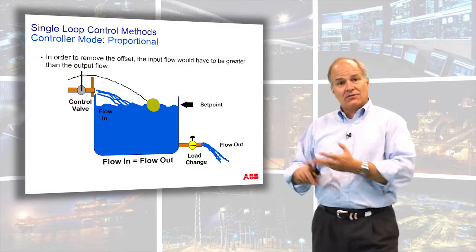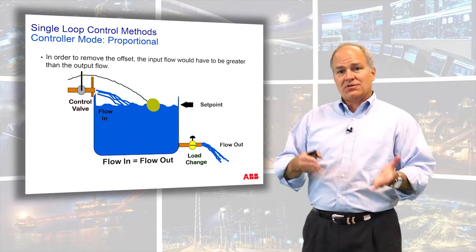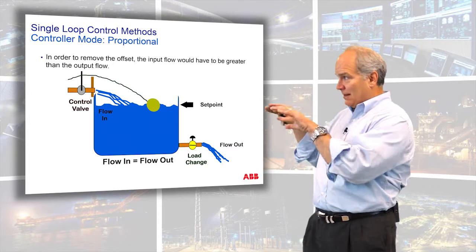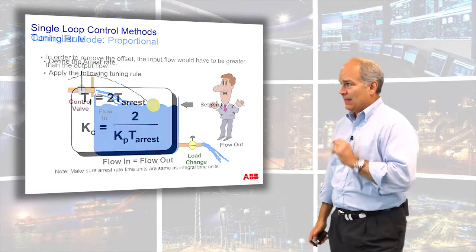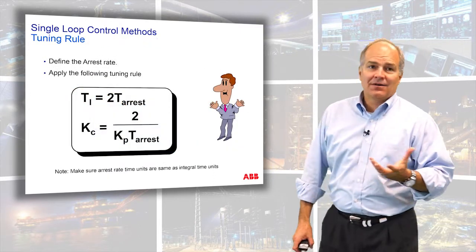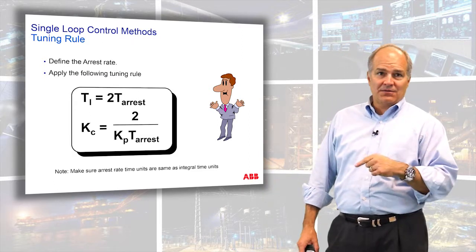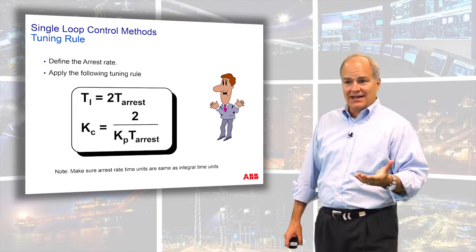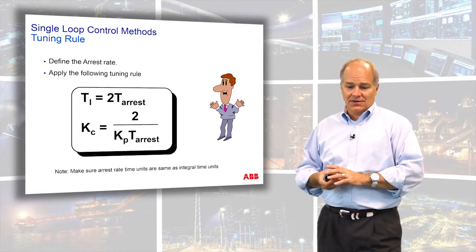With proportional integral we can do that. Proportional only, you're going to result in offset. Proportional plus integral, you can regulate to a set point, and that's what we're trying to do, and that's what we're going to show you here. The tuning parameters are pretty simple. The integral time is defined as 2 times the arrest rate, and the controller gain is defined as 2 divided by the process gain and the arrest rate.